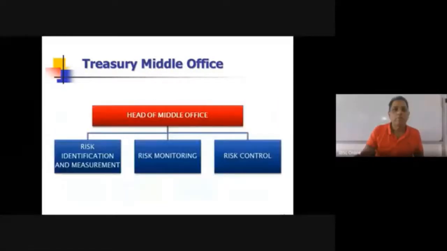So then we go on to the middle office. So what is the role of the middle office? The middle office role is monitoring risk, basically, and controlling that risk. So in other words, Treasury goes on and creates risk. It goes and buys a Treasury bill. It goes and invests in an investment. It goes and buys foreign exchange, right?